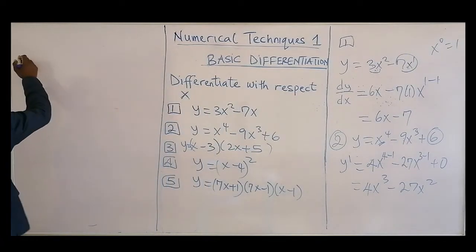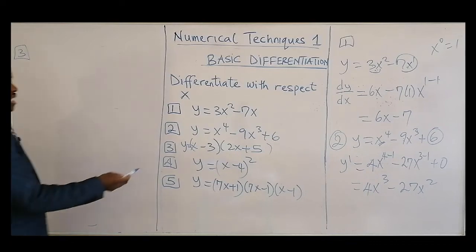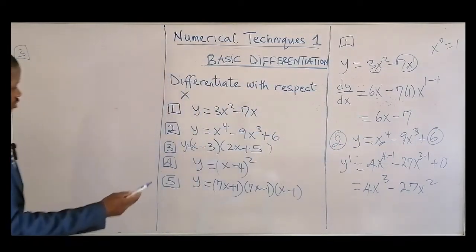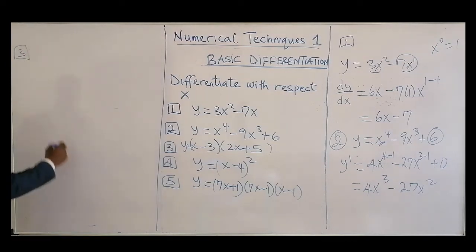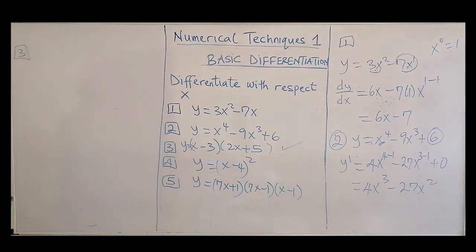Then the third one is a product rule. You can use product rule, or we can open the brackets. The choice is yours. You can open the brackets and it will become like this. Well, let's use the product rule. Okay, I think I've done this one. This one is already solved in the previous video.